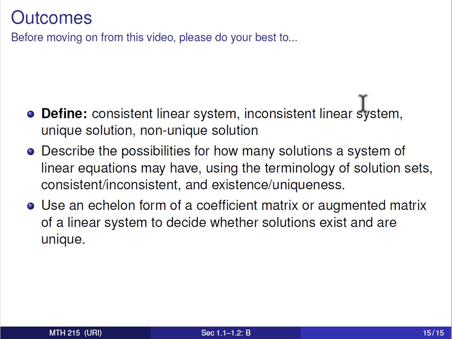Well, that's the end of this video. Hopefully you'll be able to define these terms and make sure that you can describe how many solutions are possible for any linear system, and then use the echelon form of a coefficient matrix or an augmented matrix to decide whether solutions exist, whether your system is consistent, and whether or not the solution is unique.